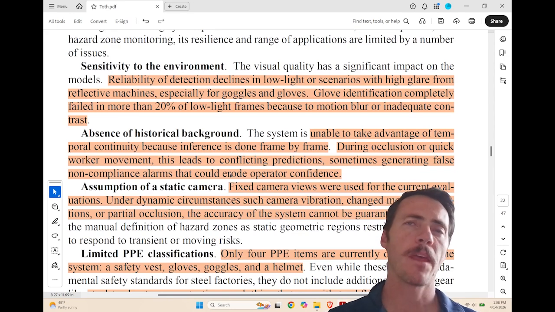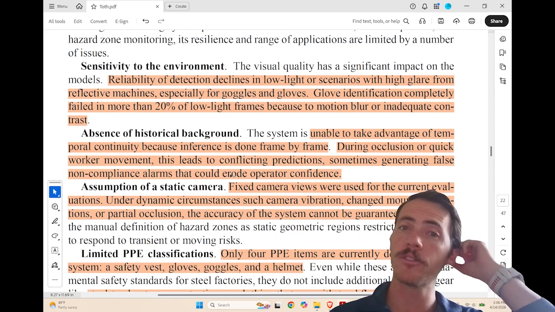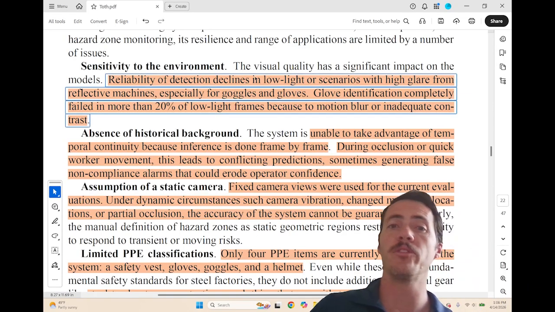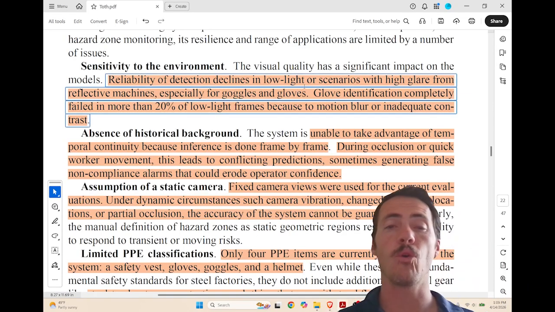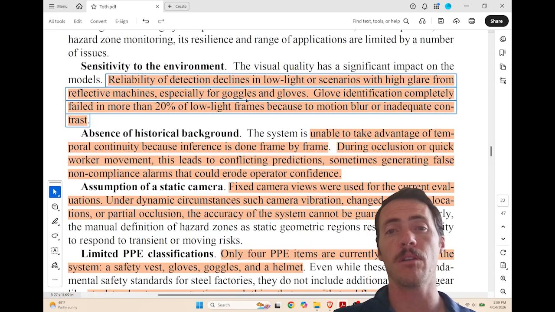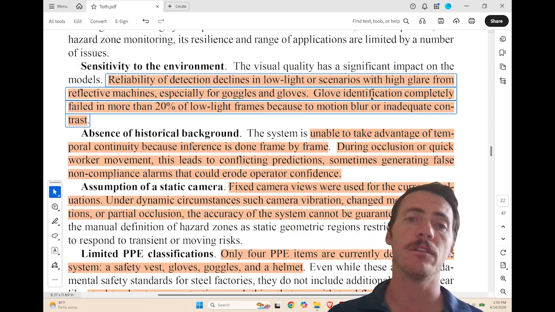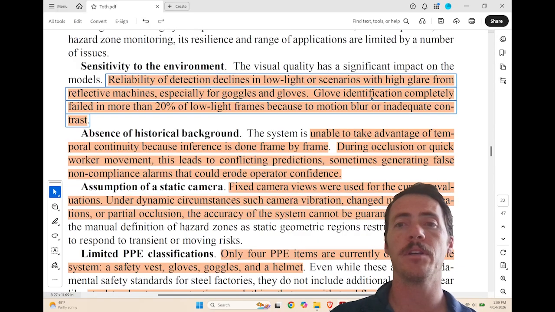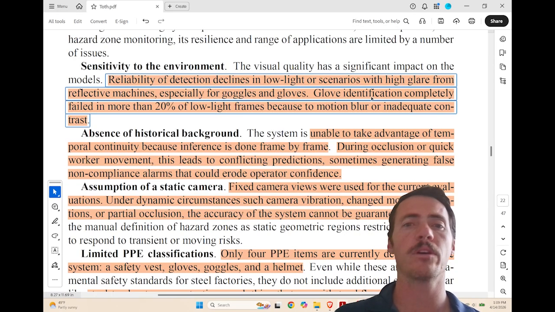First off, there's definitely some sensitivity to the environment, specifically visual quality, right? So they talk about the reliability of detection under low light scenarios or high glare from reflective machines, especially for things like goggles and gloves. It said glove identification dropped to less than 20% in the instance of low light frames because of motion blur and inadequate contrast.